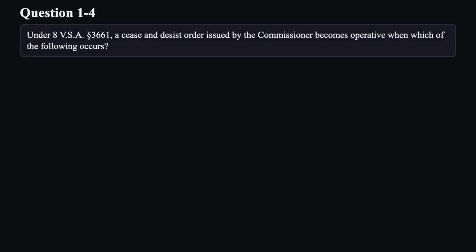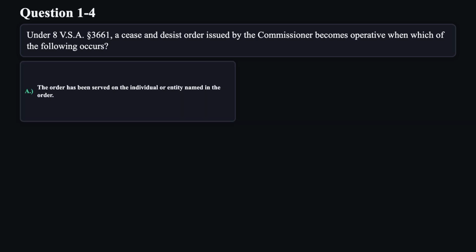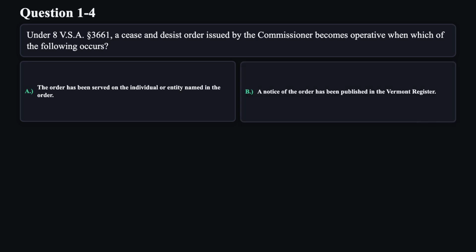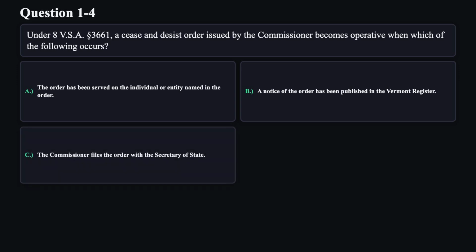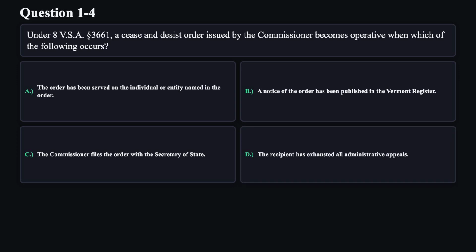Question 4. Under 8 VSA Section 3661, a cease and desist order issued by the Commissioner becomes operative when which of the following occurs? A. The order has been served on the individual or entity named in the order. B. A notice of the order has been published in the Vermont Register. C. The Commissioner files the order with the Secretary of State. D. The recipient has exhausted all administrative appeals.